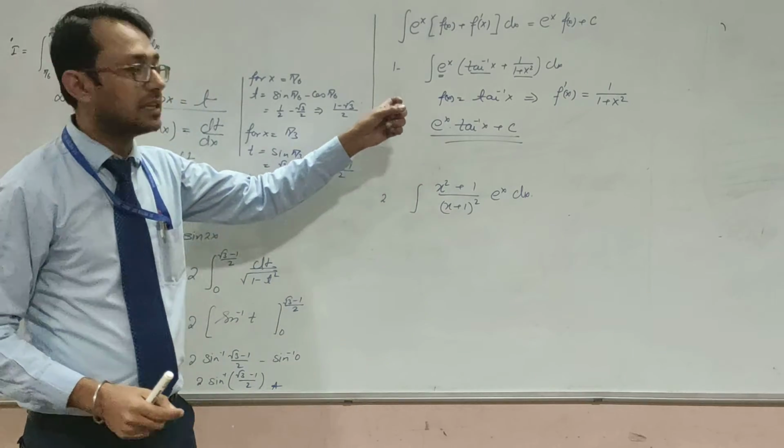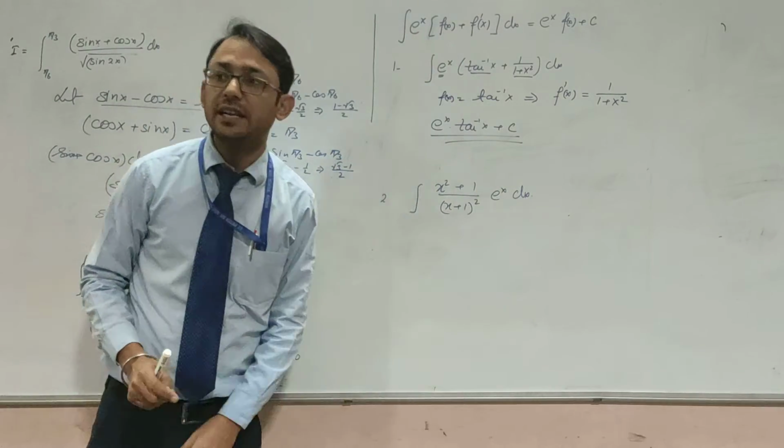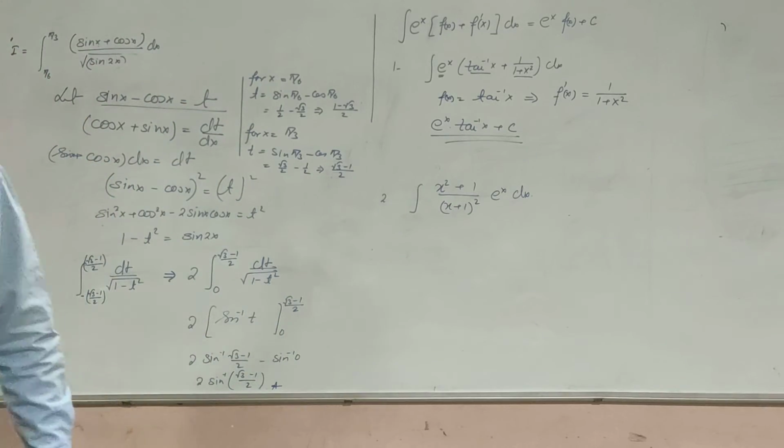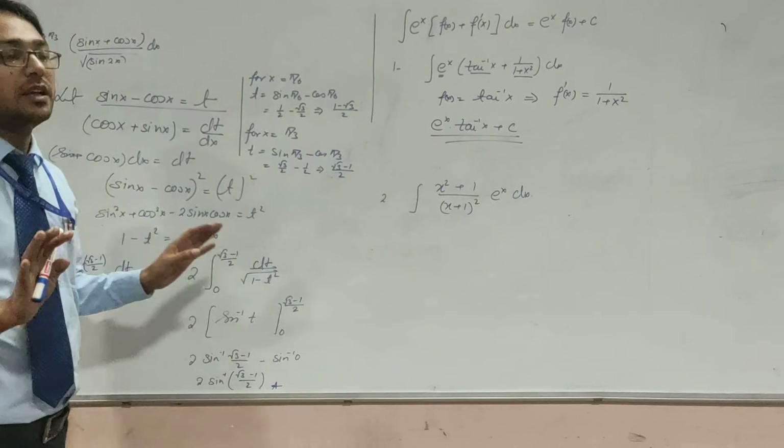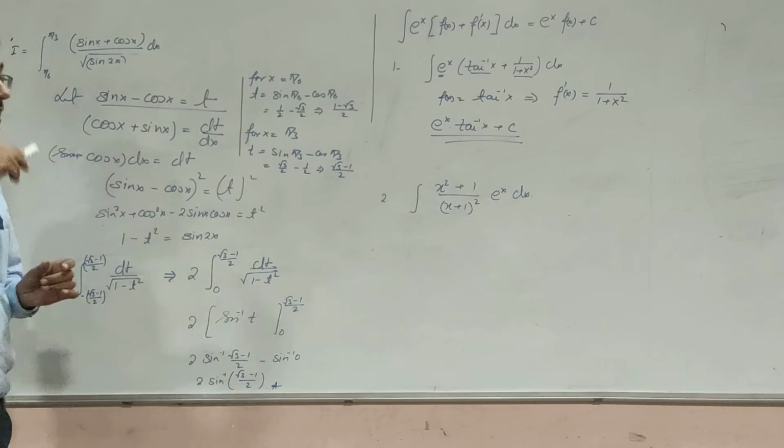So it is the result of the question. Yes, it is very simple. If you know the identity, you will be able to do the question. Now we are going for the next.